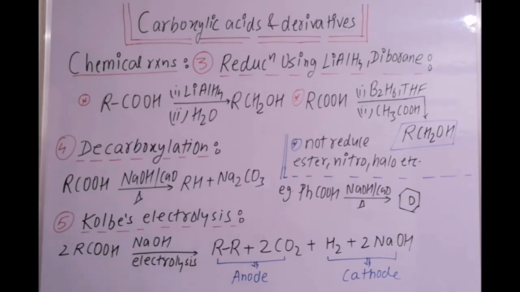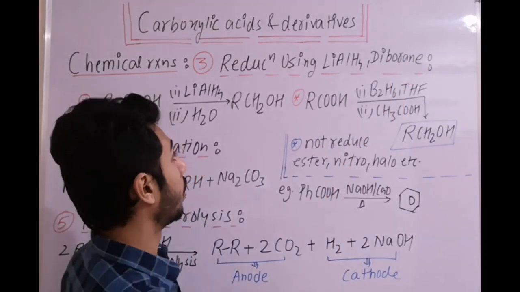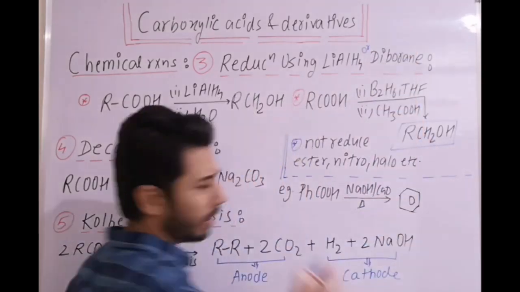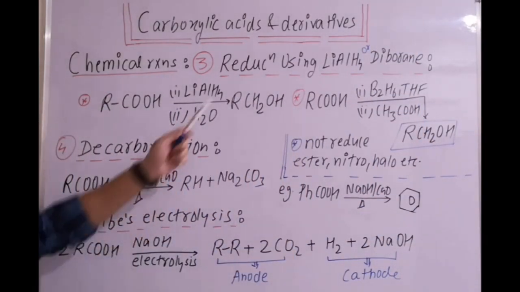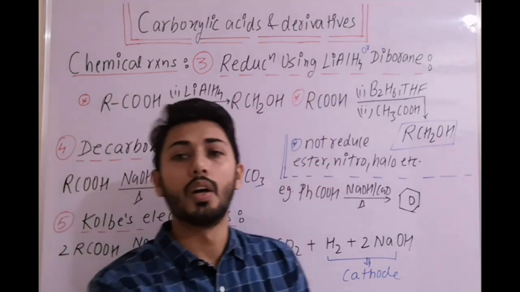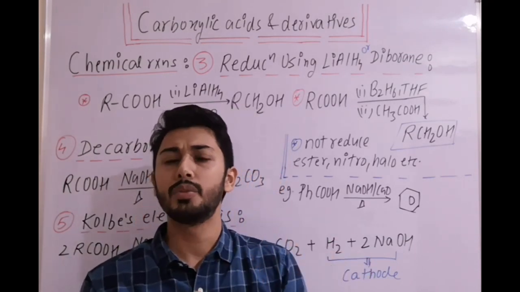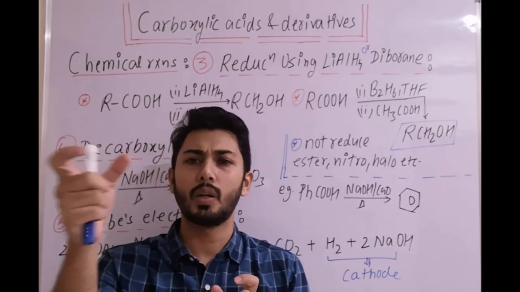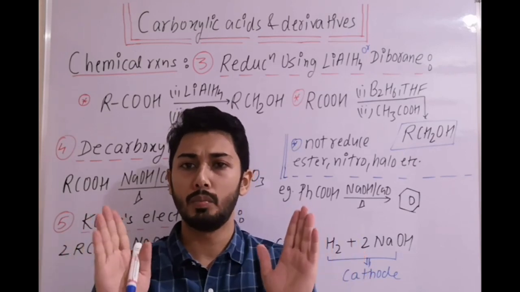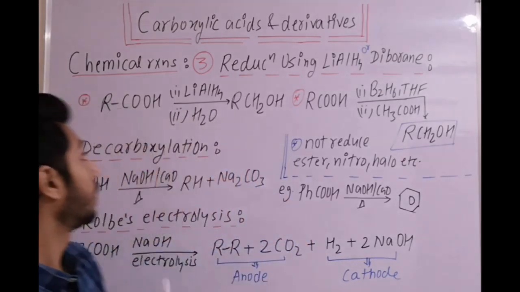Now next reaction is reduction using lithium aluminum hydride or diborane. Other reagents are also possible, but here we are only considering NCERT reagents. Lithium aluminum hydride, we have already done in alcohols also, is a strong reducing agent. It reduces almost all functional groups, does not reduce double bonds and triple bonds easily. In a particular cinnamyl system, it reduces the double bond. Generally, it reduces almost all functional groups. Now here we are specifically talking about the carboxylic group.